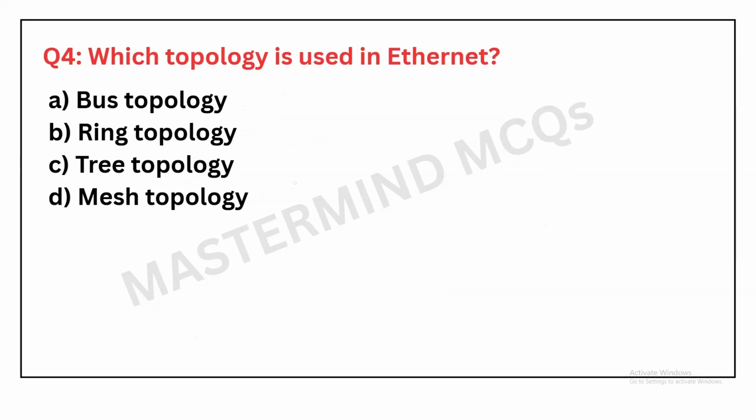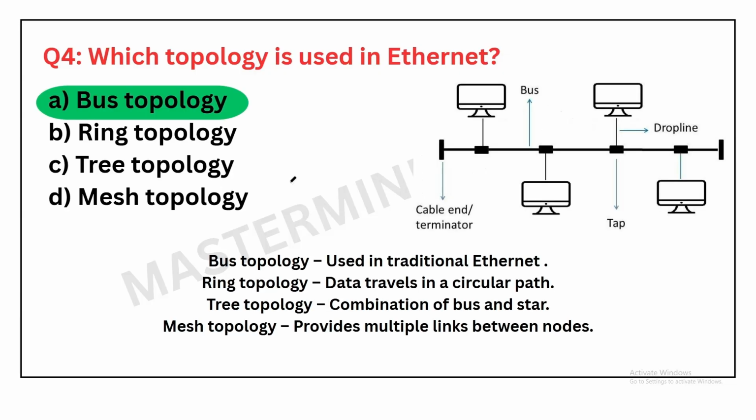Question number 4. Which topology is used in Ethernet? Option A, bus topology. Option B, ring topology. Option C, tree topology. Option D, mesh topology. The right answer is option A, bus topology.